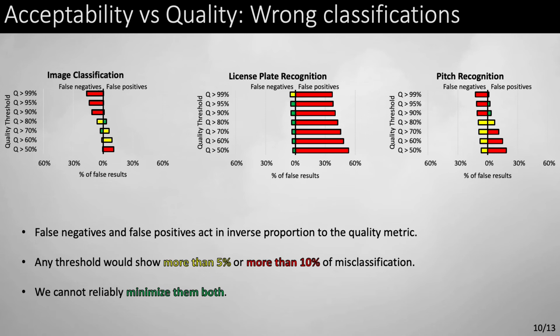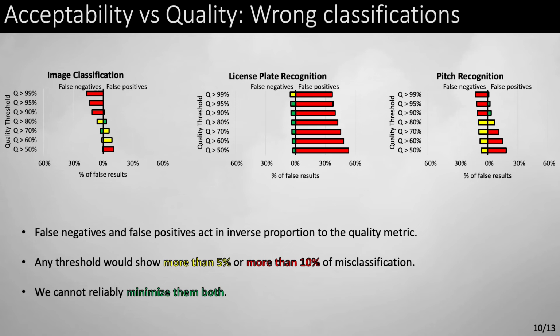Both types of incorrect classifications are bad, but they grow in opposite directions, which means we cannot minimize them both at the same time. In our evaluation, these results are more than 5% in yellow or more than 10% in red for any of the quality thresholds. These results may suggest that we could still get away with quality-only evaluation if we tolerated up to 10% false results and used lower thresholds, such as 80% in more resilient applications.